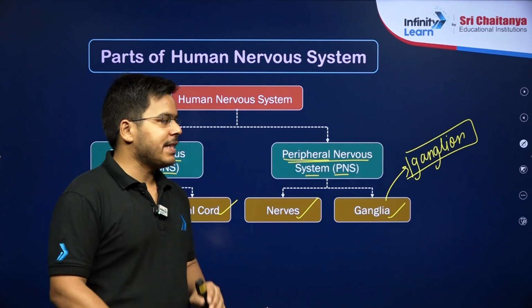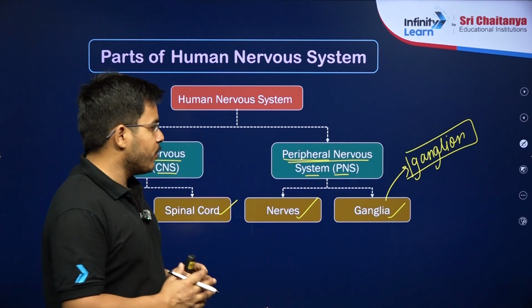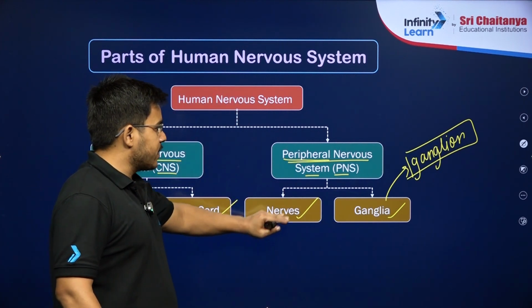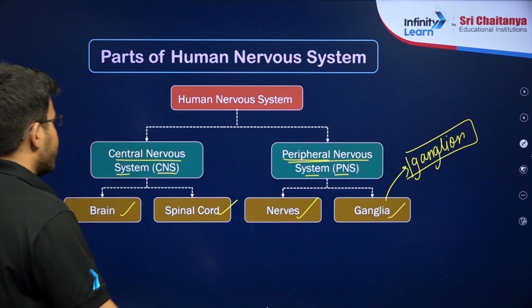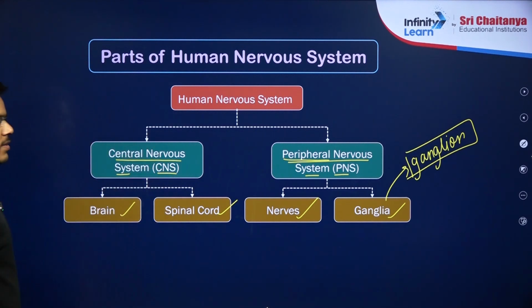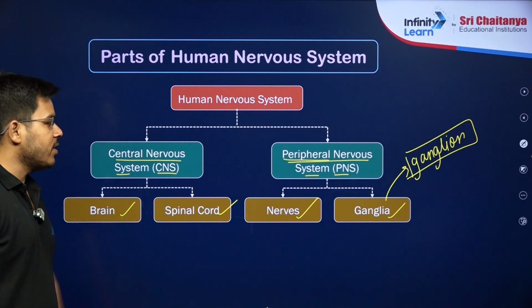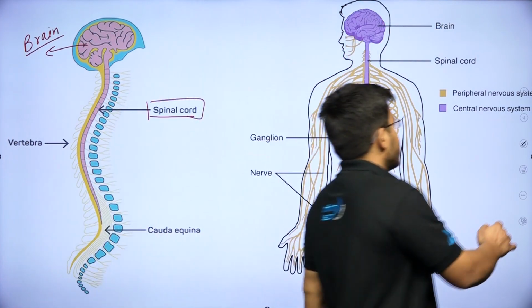So you can simply say that whatever small bunches of neurons are present in our body are ganglions, and the plural is ganglia. Along with that, nerves will comprise this peripheral nervous system. So students, the human nervous system has two parts, CNS and PNS. CNS is the brain and spinal cord, and PNS is your nerves and the ganglia. So nerves and ganglion, students, you can see on this diagram.